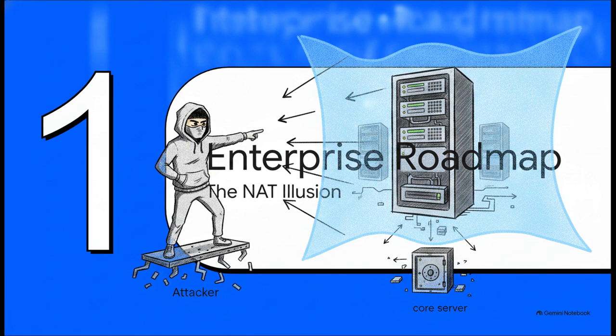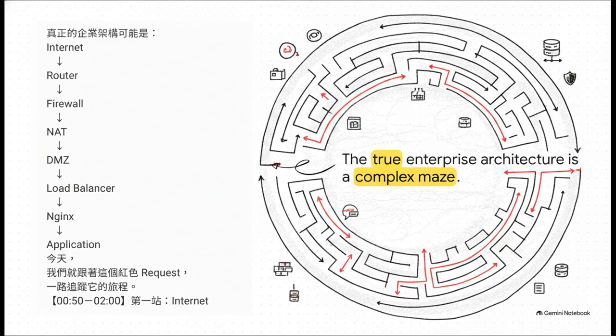All right, checkpoint 1, the enterprise roadmap, focusing on NAT. The reality here is that a true enterprise architecture completely shatters this myth of direct connections. It is not just a simple, straight line from the internet to a firewall and then boom, you're at the web server. No way. It's a highly complex maze. A single packet has to navigate through routers, firewalls, NAT, the DMZ, load balancers, reverse proxies, and then, maybe, it finally touches an application. Every single one of these layers has a completely unique, totally critical mission.